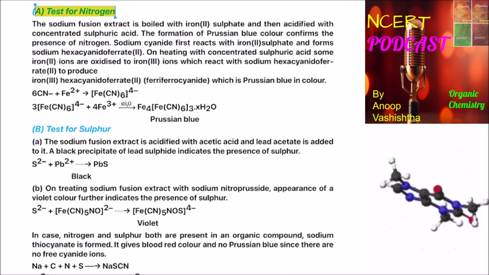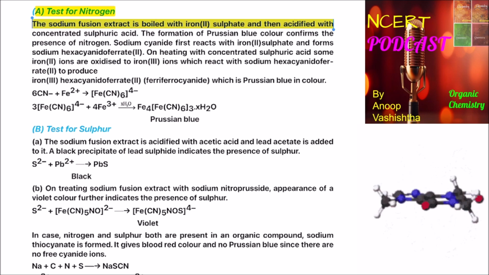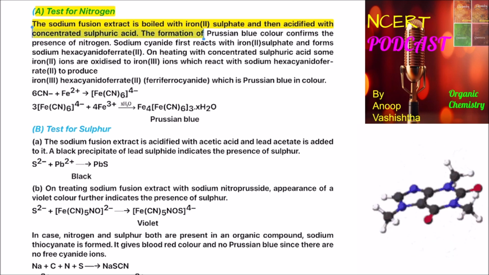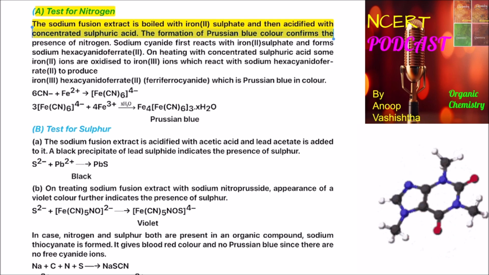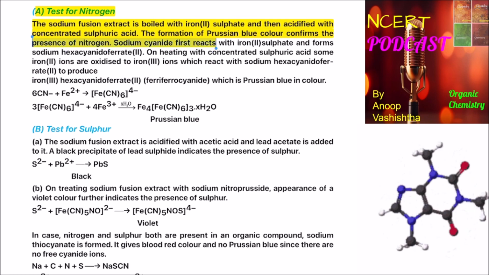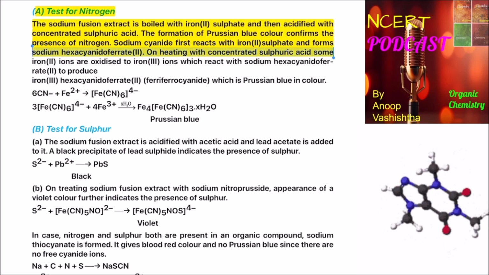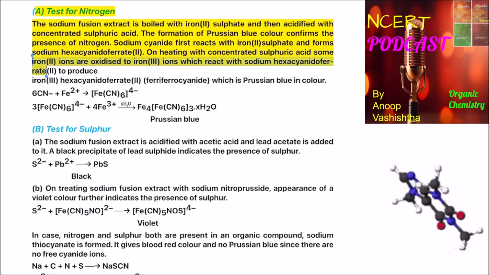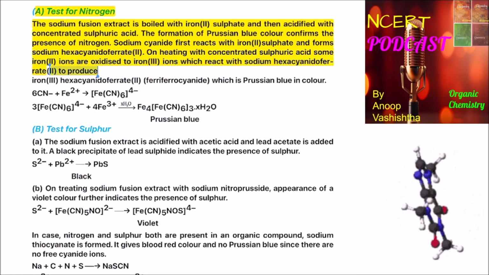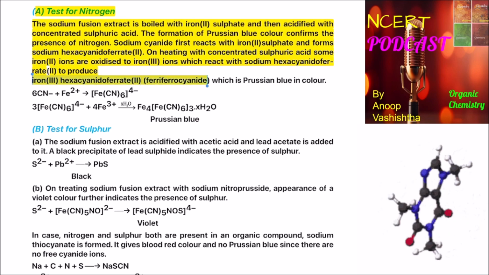A. Test for nitrogen. The sodium fusion extract is boiled with iron(II) sulfate and then acidified with concentrated sulfuric acid. The formation of Prussian blue color confirms the presence of nitrogen. Sodium cyanide first reacts with iron(II) sulfate and forms sodium hexacyanidoferrate(II). On heating with concentrated sulfuric acid, some iron(II) ions are oxidized to iron(III) ions, which react with sodium hexacyanidoferrate(II) to produce iron(III) hexacyanidoferrate(II), ferric ferrocyanide, which is Prussian blue in color.